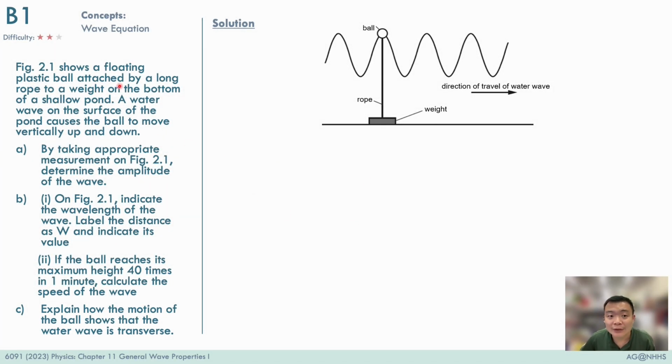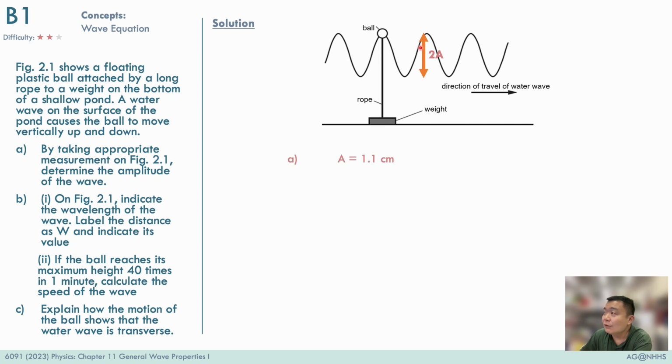So in this question, you can see a transverse wave obtained by oscillating the ball in a vertical direction. We noted that the direction of the wave is moving towards the right. In part A, you are to determine the amplitude of the wave.